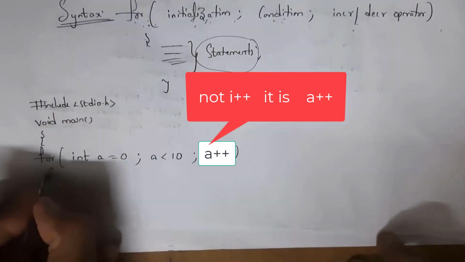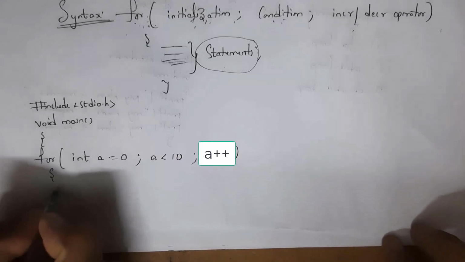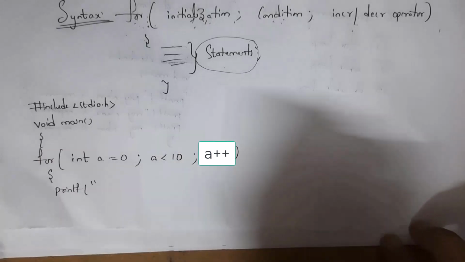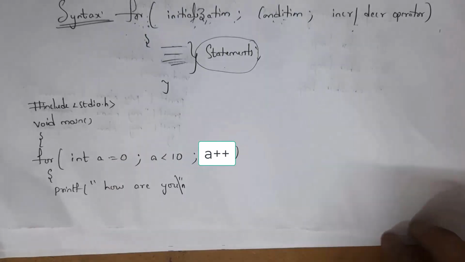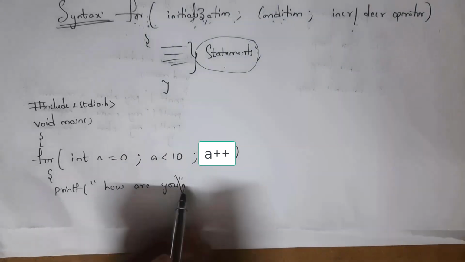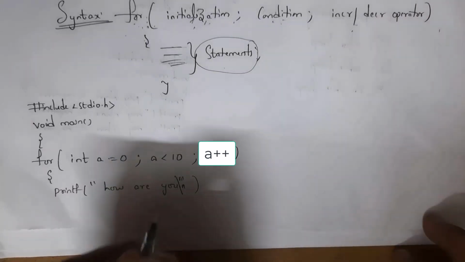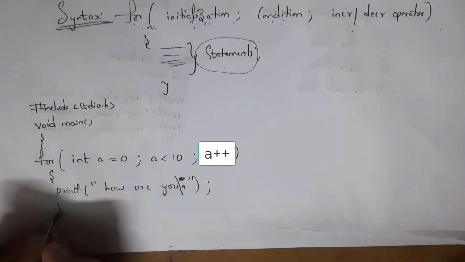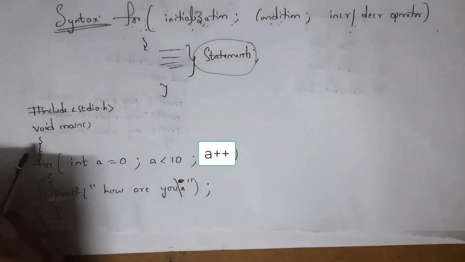I will explain this. Inside this for loop I am writing a statement, that is how are you. So I am writing printf, open bracket, open double quotations, how are you. This is the statement which I have written. Use \n here, because whenever you use \n, how are you will be printed on the next line. Close the double quotations, close bracket, semicolon, close this for loop, and at last close the main function.